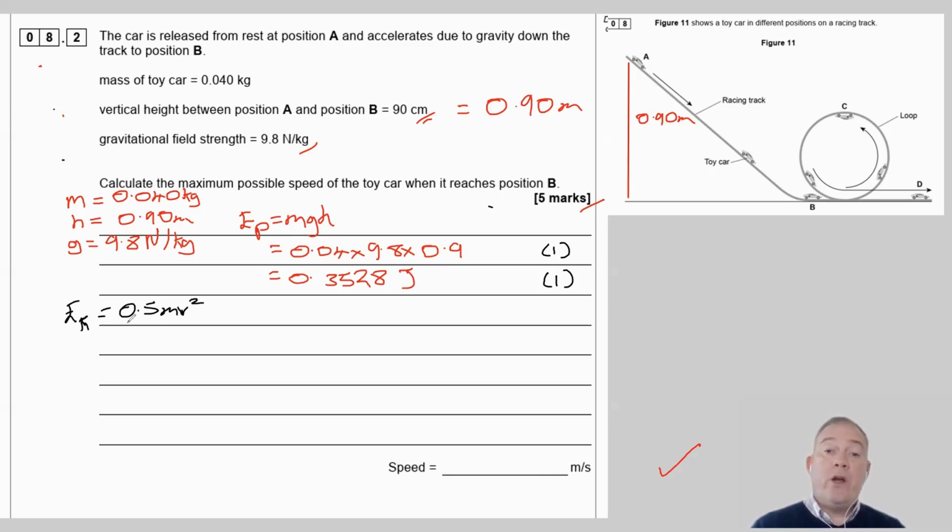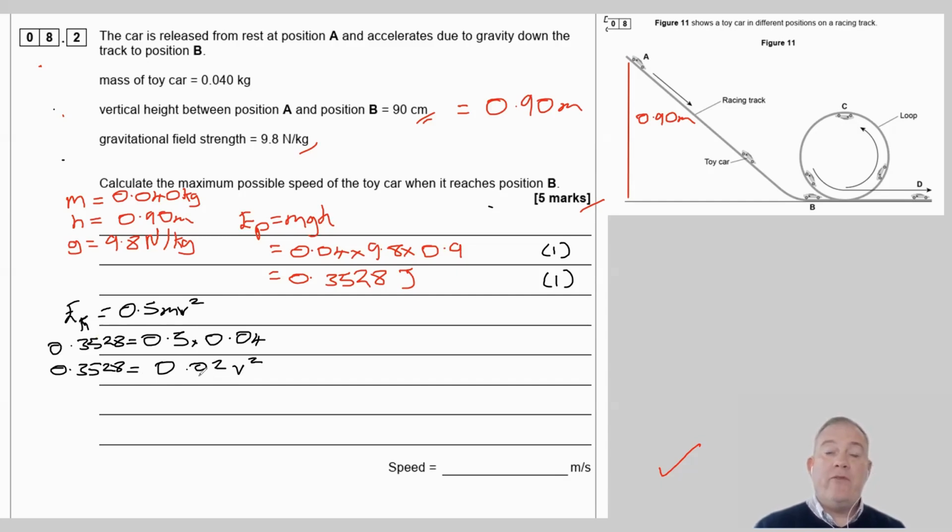Okay. Now we're going to equate it. Remember that all of that potential energy has been turned into kinetic energy. So let's write that out. We have 0.3528 joules. I'm not going to write the units yet. Is equal to 0.5 times our mass, which was 0.04. And that is going to give me, when I put that into my calculator, 0.02 v squared. So we have 0.3528 joules is equal to 0.02 v squared.